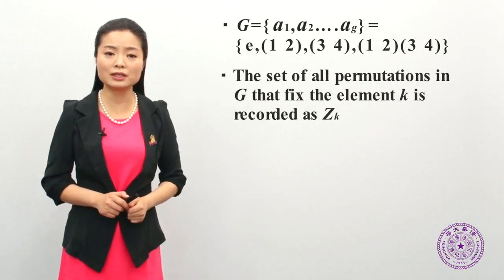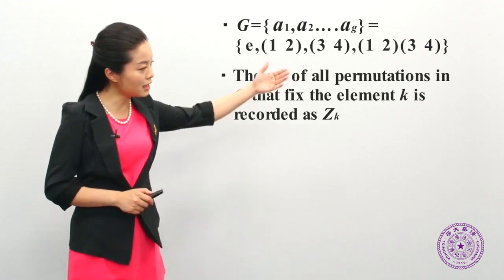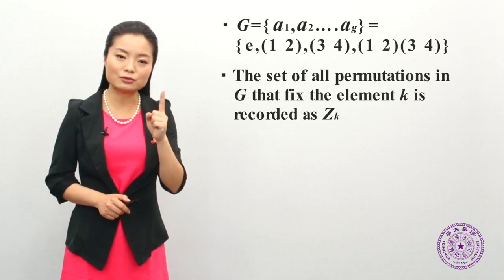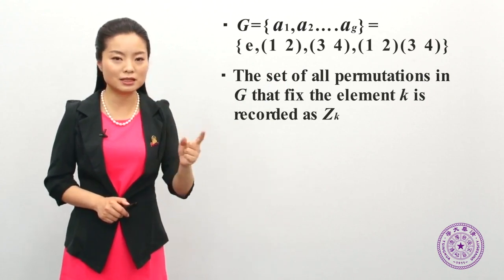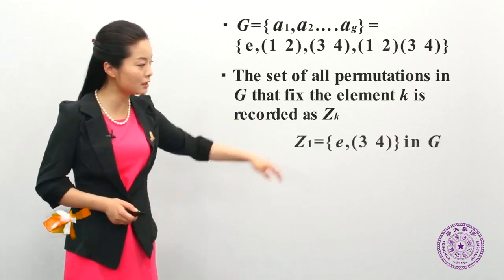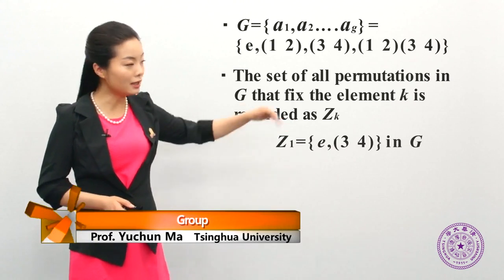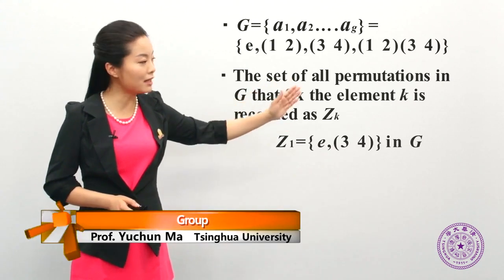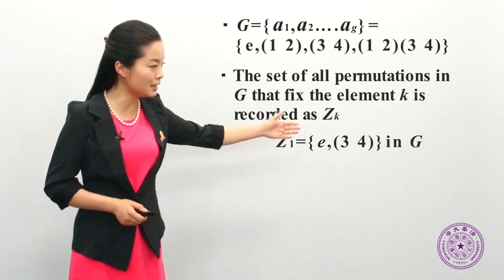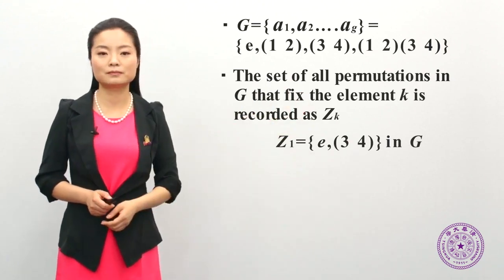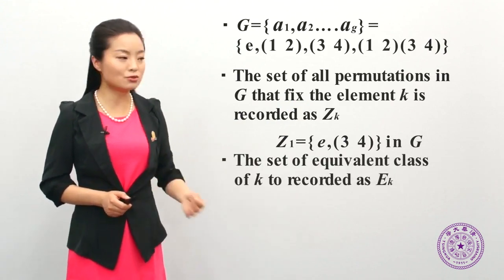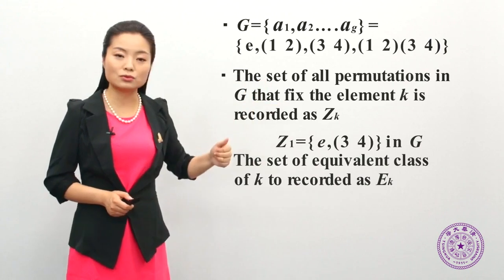But then there's another concept, which is a very new concept, known as the k-stabilizer. Correspondingly, what does it mean? Corresponding to these several permutations, their effect over the first element is that they make the first element remain itself. Gathering all these permutations together, it is known as Z1. Over here, the identity element will definitely make 1 remain unchanged. Additionally, with 3 and 4 exchanged, 1 and 2 remain. This permutation fixes 1. Therefore, Z1 is equal to E, (3 4).